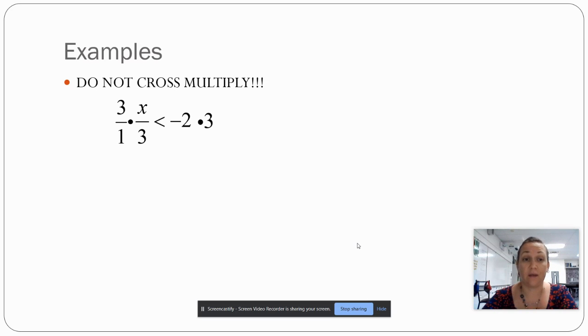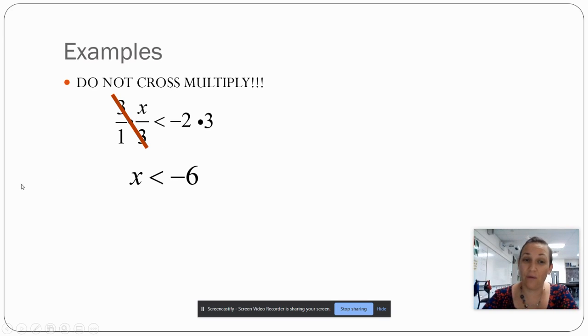Now, at this point in time, you want to ask yourself, is the number that I'm moving a negative number? And the answer is no. The number that I'm moving is a positive 3. Since the number that I'm moving is positive, I will not be flipping my inequality, even though my answer is a negative, and my answer is going to be x is less than negative 6. The number that I moved was positive, so the inequality stays as is.